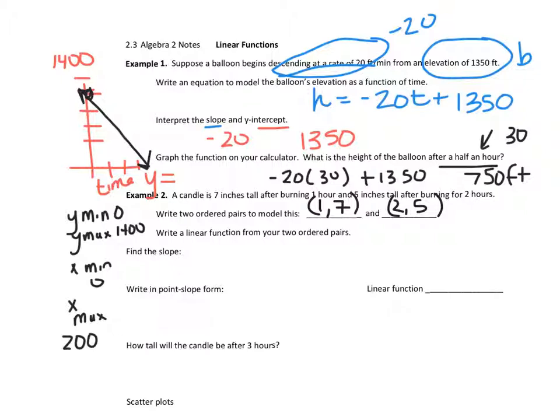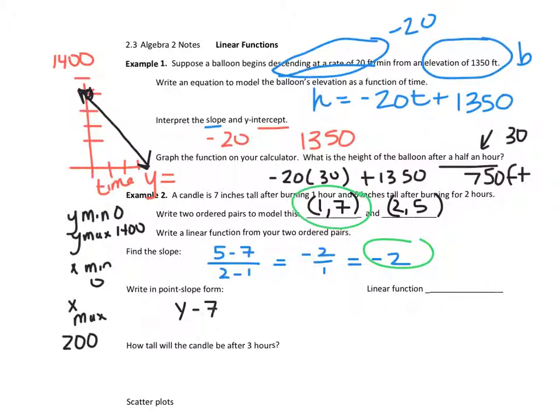So if I write a function, I have 2 points. Remember, you can write an equation of a line given 2 points. So first I'm going to find the slope. So the slope is going to be 5 minus 7 over 2 minus 1, which is negative 2 divided by 1, which is negative 2. So the slope is negative 2. So in point slope form, I can take any of these points and a slope and write it in point slope form. So it's going to be y minus 7 equals negative 2 times x minus 1.